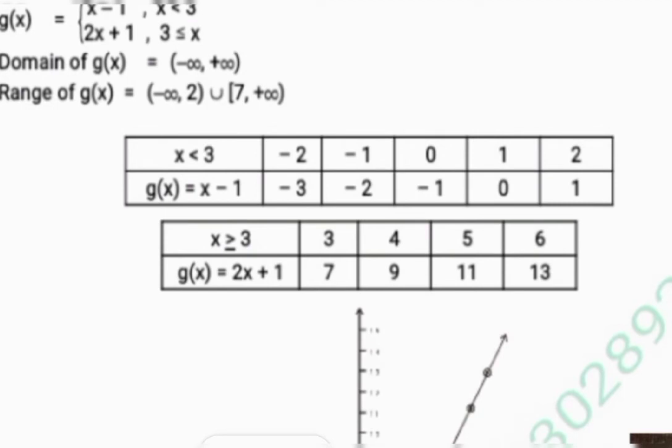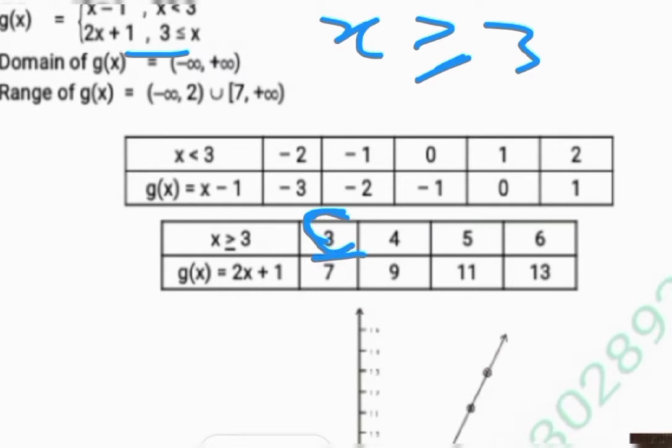Now we have to put values of x greater than or equal to 3. So we have to put 3, as there is an equal sign, and greater than 3 there is 4, 5. We can stop here or we could put 6 as well, 7. You will get a better explanation about domain and range and a better graph.